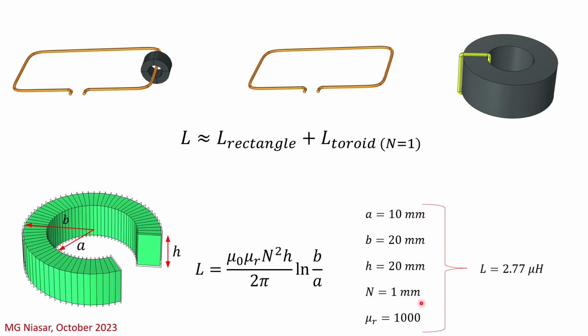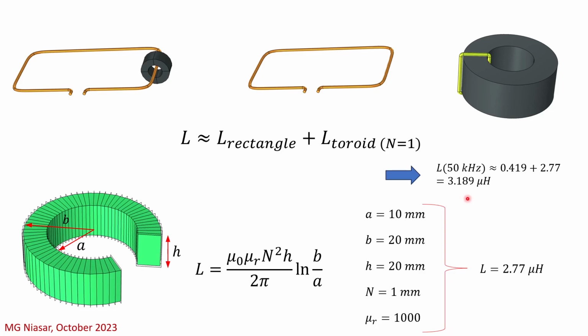So these are the parameters that I'm going to use. The size of the toroid: this A will be 10 millimeter, this B will be 20 millimeter, the height is 20 millimeter, they have one turn, and this gives us 2.77 microhenry. And if we add them together, as I explained, to have an approximate value for inductance, let's say we consider 50 kilohertz. For the rectangle, we had 0.419 microhenry, and for this one-turn toroid it is 2.77. So we add them together, it is 3.89 microhenry. We will see whether we can get these values in COMSOL.